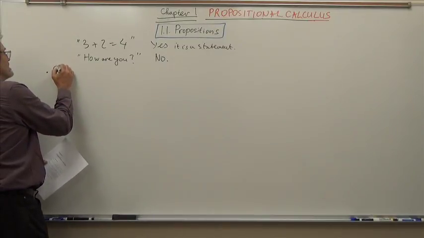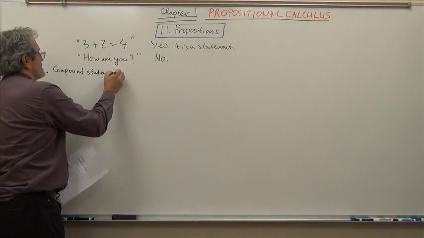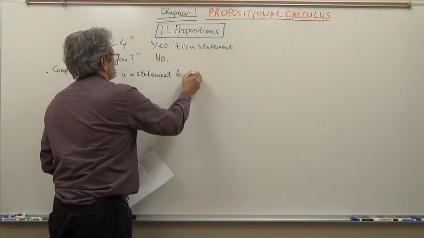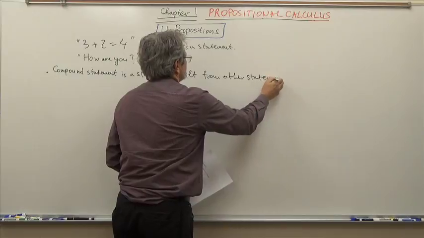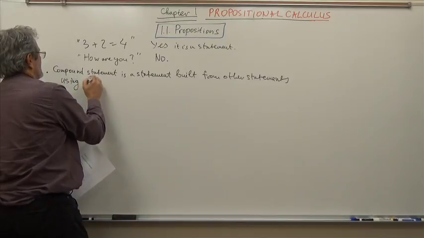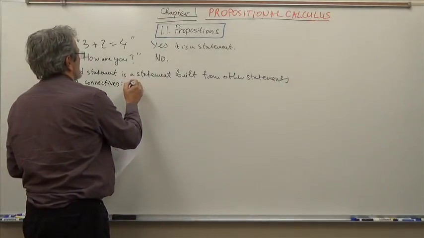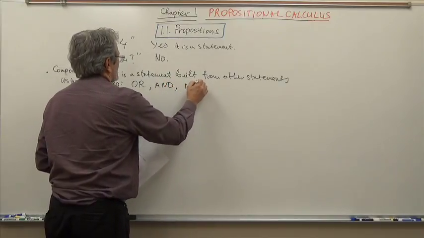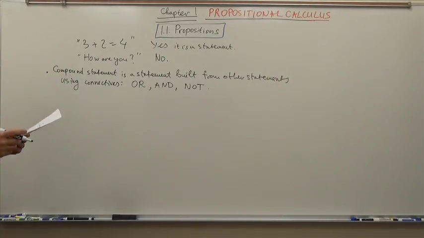And then a compound statement is a statement built from other statements using connectives. For today it will be or, and, not. And then in section 2 we'll expand the definition.